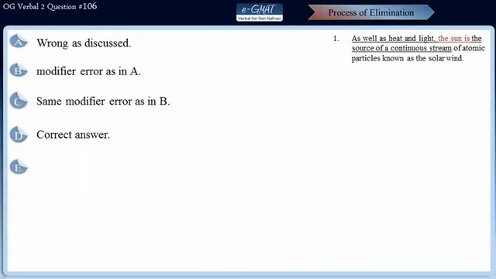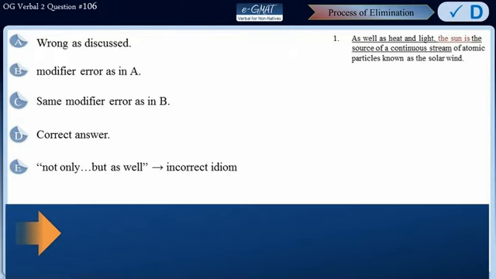Well, choice C is incorrect because it uses the incorrect idiom not only but as well. The correct idiom is not only but also. So as we found out, choice D is the correct answer for this sentence. This brings us to the takeaway messages.